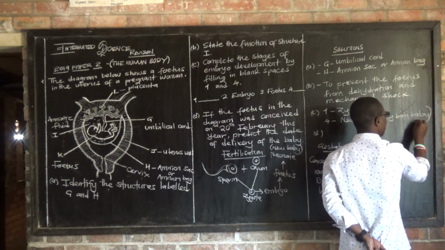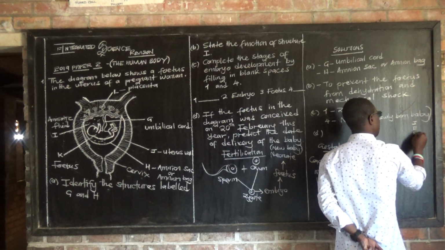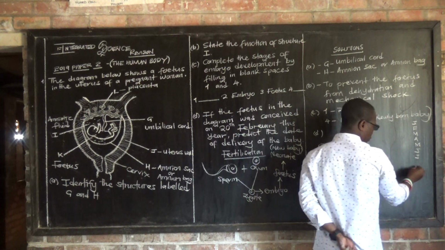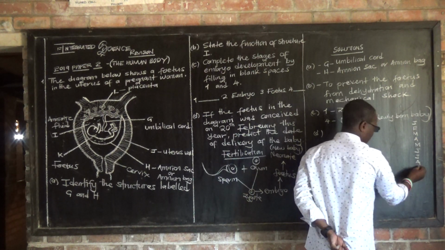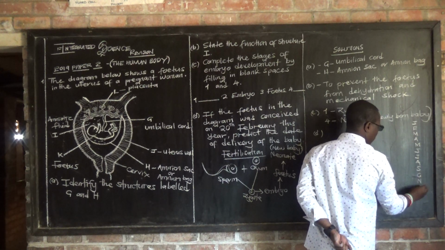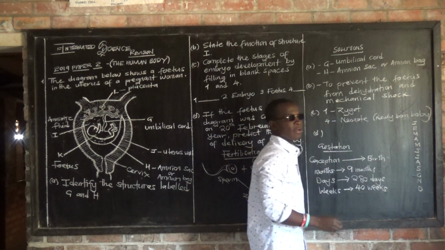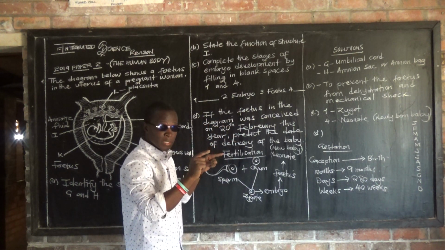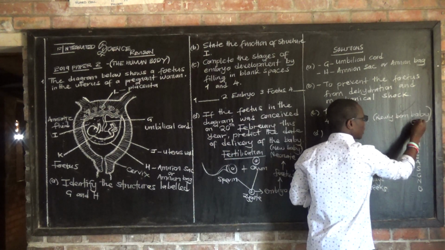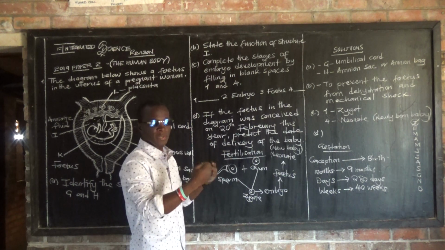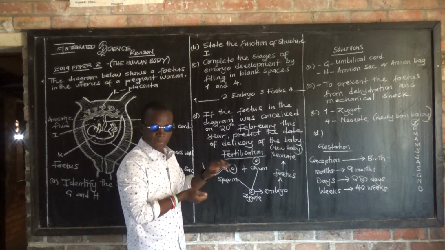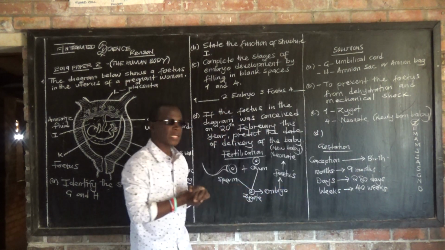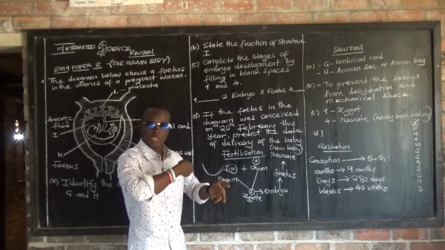So I have January, February, March, April, May, June, July, then August. After August, you have September, then October, November, and December. Are we together? Now, the fetus was conceived on 20th February, so let's forget about January. This woman was pregnant in February. And you've been asked to estimate the date of delivery of the child.